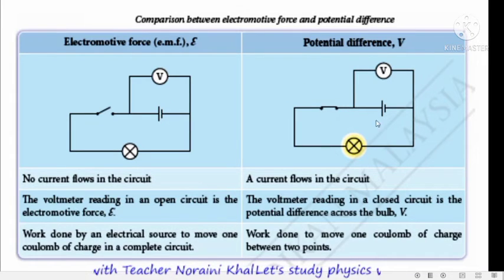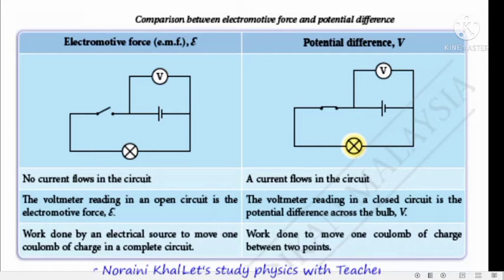In this second part, the switch is closed and the bulb lights up. In this case, we call it a closed circuit. The current flows in the circuit. The voltmeter reading in a closed circuit is the potential difference across the bulb, V. Let's look carefully. This part is also known as the external circuit. We have only one resistance, which we call the external resistance.